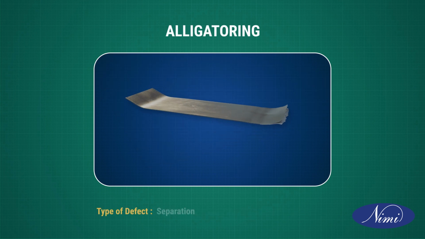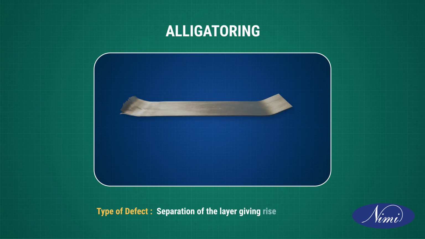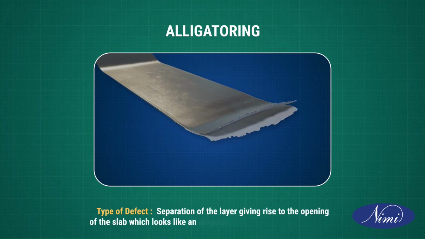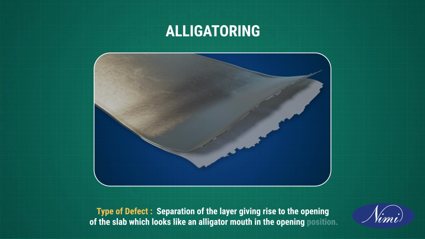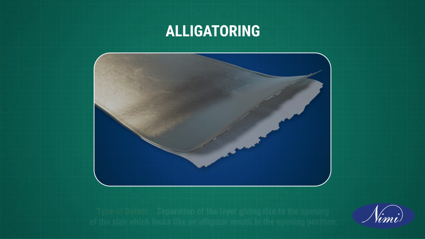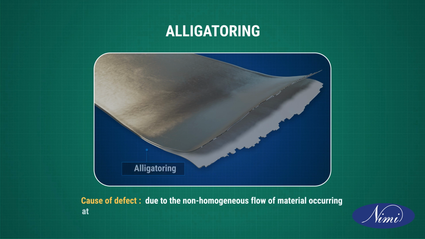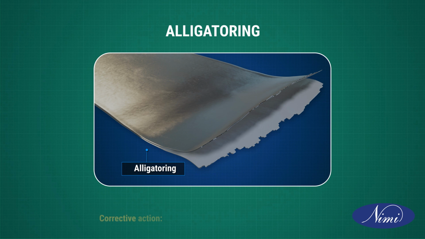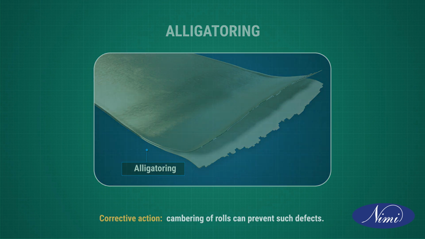Alligatoring. Type of defect: separation of the layer giving rise to the opening of the slab, which looks like an alligator mouth in the opening position. Cause of defect: due to the non-homogeneous flow of material occurring at the center, metallurgical weakness in the metal, due to the presence of inclusion along the center line of the slab. Corrective action: cambering of rolls can prevent such defects.